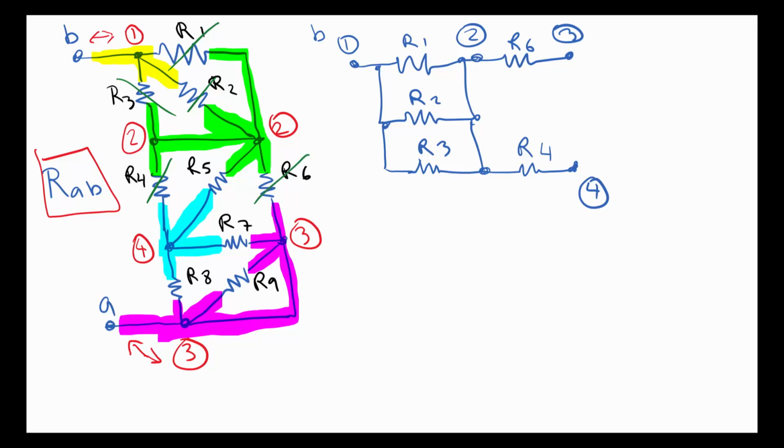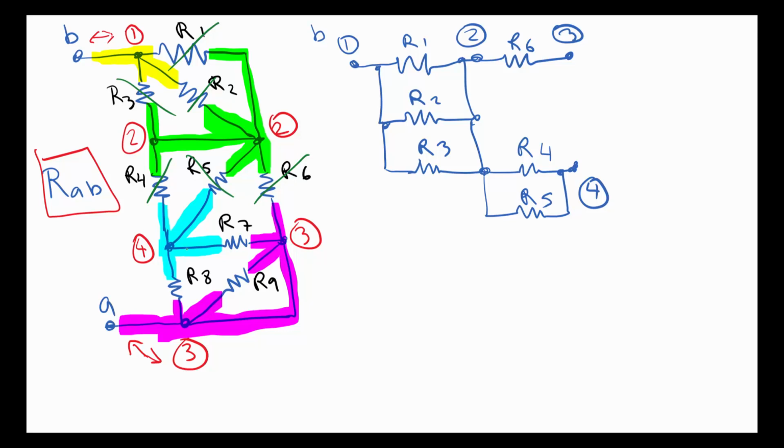So now between node 2 and node 4, we have an R5. So let us connect that one too. Between node 2 and node 4, we have an R5. So that's R5. Okay, we've done that one. Okay, what's remaining?